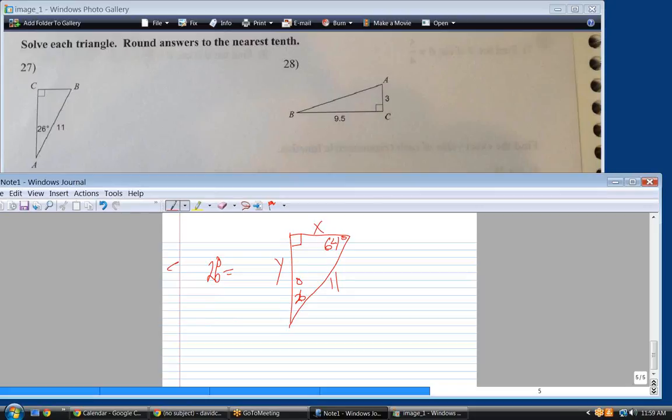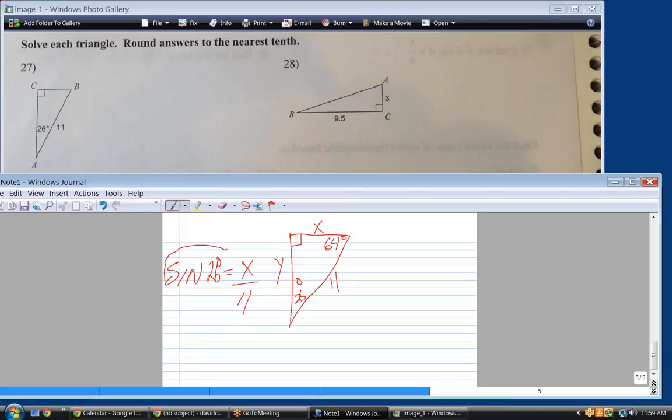How about sine? Sine of 26 degrees is equal to what in our picture here? Opposite over hypotenuse. So y over 11. Opposite of 26 degrees is what? Oh, I was looking at x. X over 11.